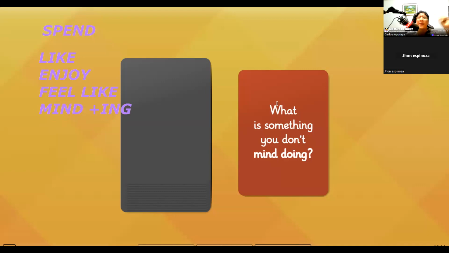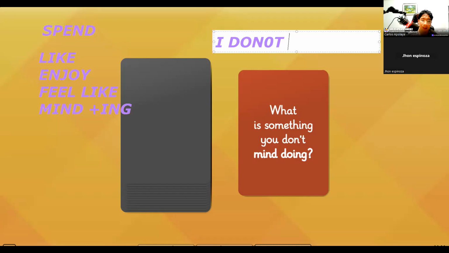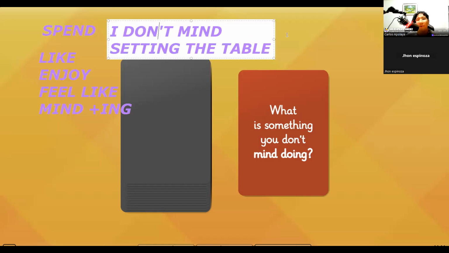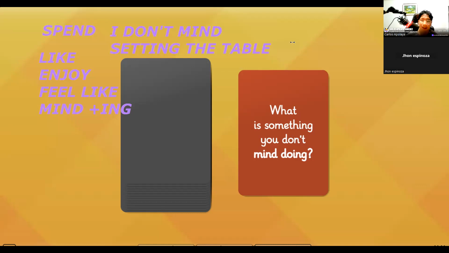So what is something you don't mind doing? Significa, ¿cuál es la cosa que no te importa hacer? Maybe, for example, I don't mind setting the table. No me causa molestias, no me molesta, no me importa, o sea, no me siento mal. Set the table significa poner la mesa.